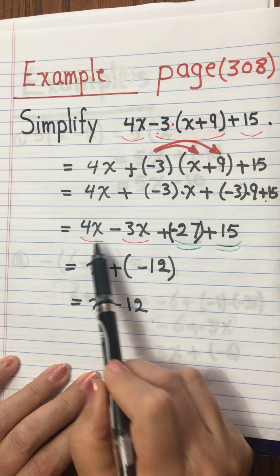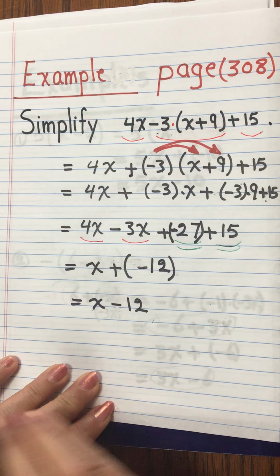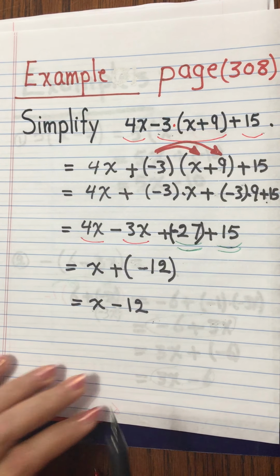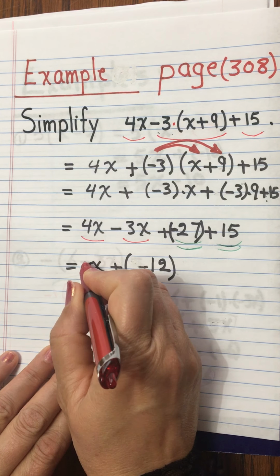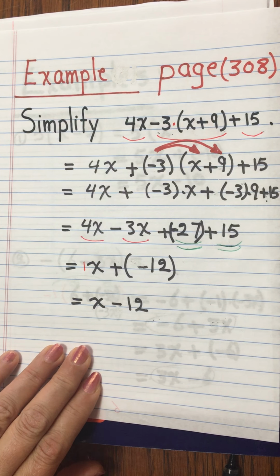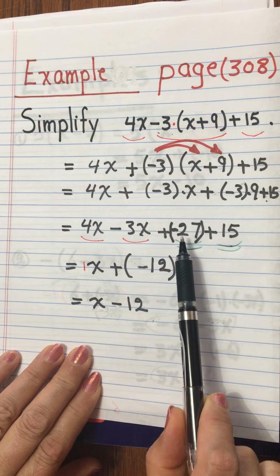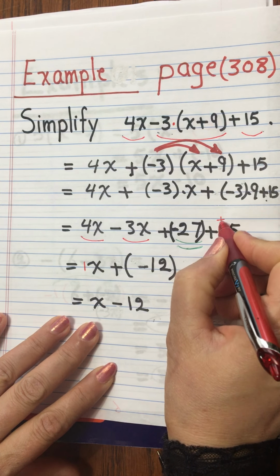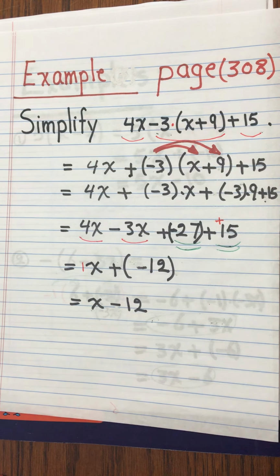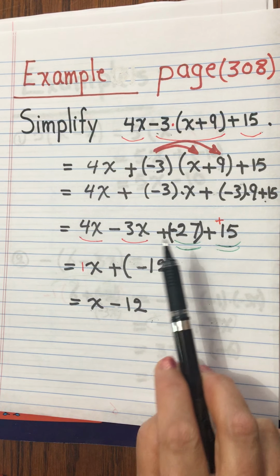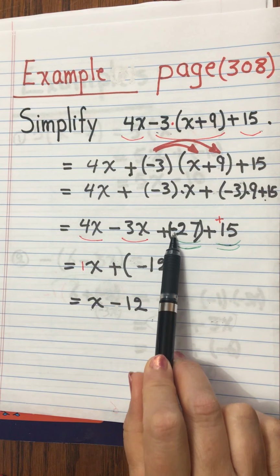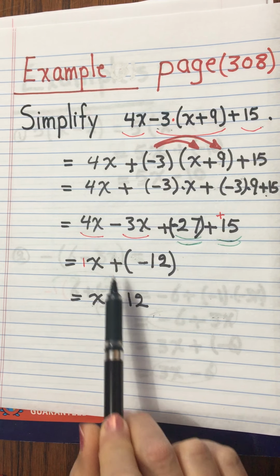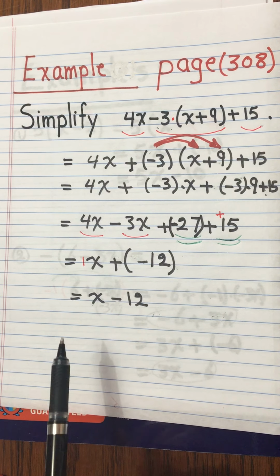Now I have 4 terms, 1, 2, 3, 4. So I have like terms 4x minus 3x, which is 1x. You can say it's 1x. And these are alike, so different signs, because I already have positive right here, but I don't need to write it down. So if I have different signs, I can subtract 12 and keep the sign for the large number, negative. Then I can have x minus 12.